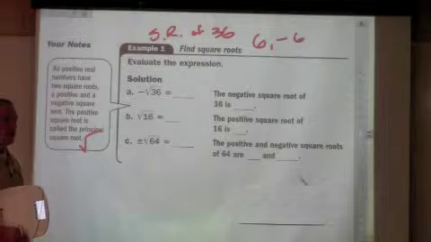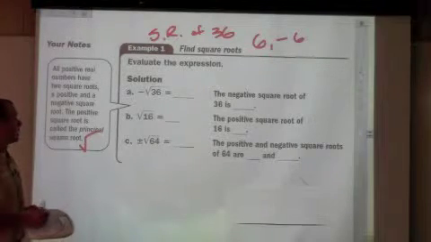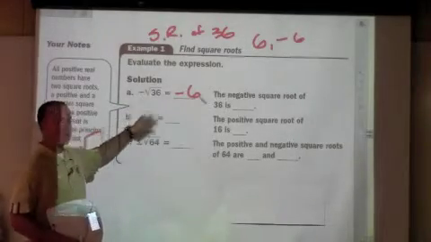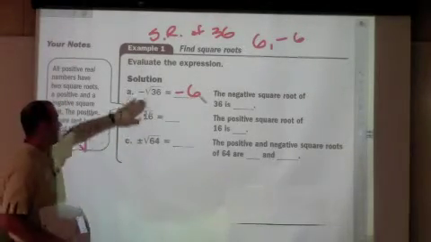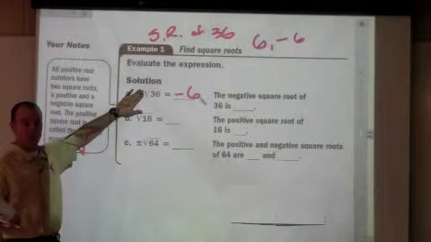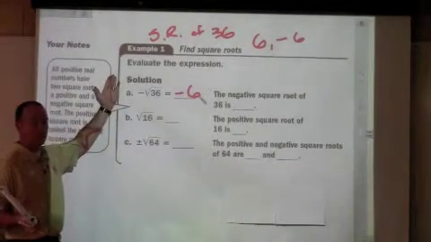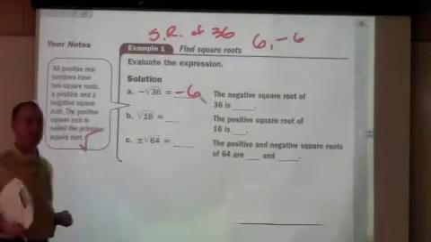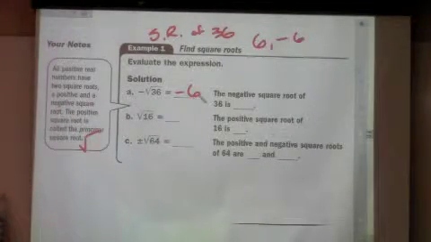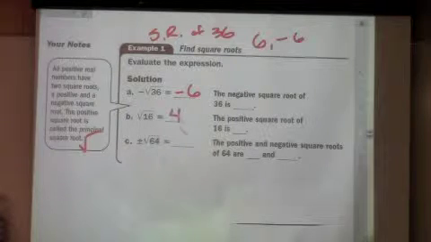6. Negative 6. What do you think? Negative 6. But didn't we just say this just refers to the positive? Yep, they have negative. Okay, so ignore the negative for a second. What's the square root of 36 when I use that symbol? 6. I'm just taking the opposite of that. So negative 6. How about this one? Square root of 16. 4. Yeah, when we use that symbol, it just refers to the positive square root.